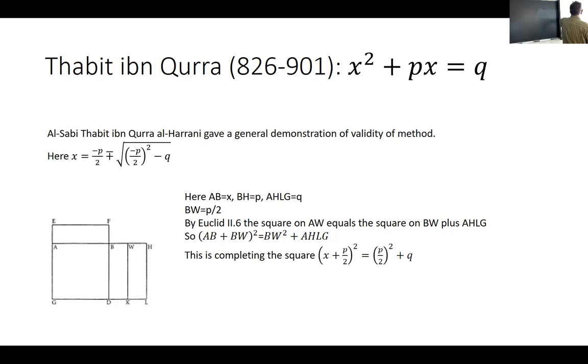So in this case, we need to do Euclid 2.6. In this situation, AB is going to be x, BH is going to be the number of the roots, and Q is going to be a constant. And again, it's going to be the area of AH. Oh, so Q is the whole thing, of course, yes.